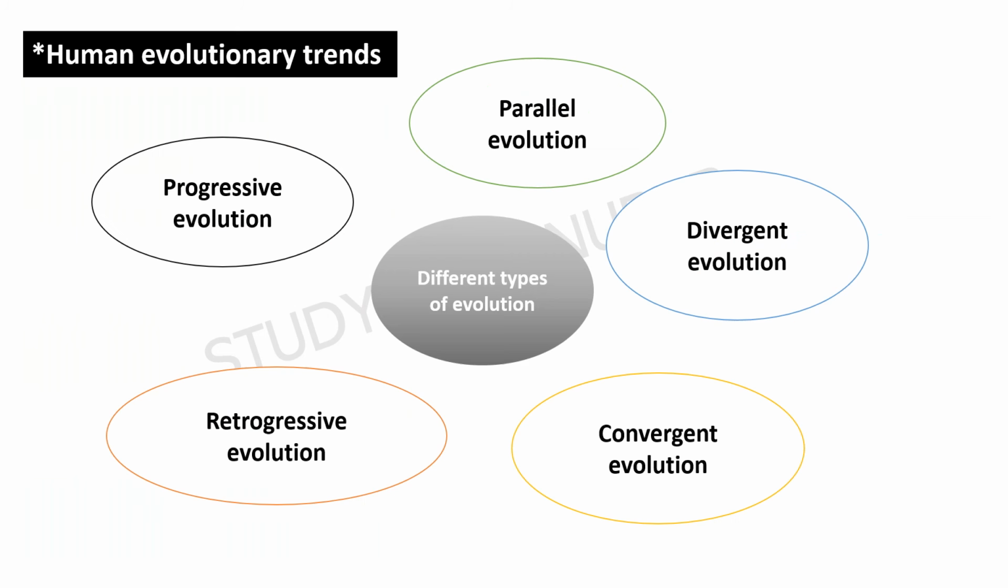After that, we come to human evolutionary trends and different types of evolution. These are 2 totally different topics, and I have taken them as lesson number 8. We'll be discussing how humans have evolved over time from the primitive form. Then we'll discuss the different types of evolution. There are 5 different types: progressive evolution, parallel, divergent, convergent, and retrogressive evolution. I'll be defining them and stating all the differences between them with the help of examples.